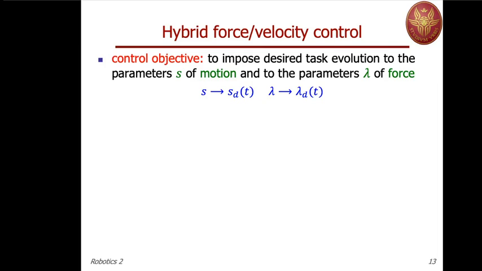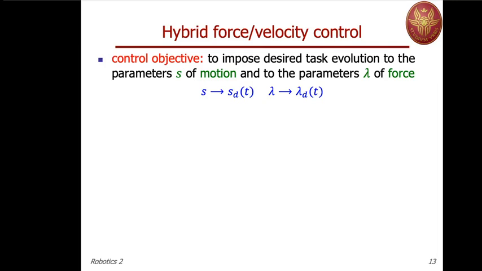Now, with this parametrization in mind, what is our hybrid force velocity control objective? I'm using velocity now instead of motion because, as we have seen, orthogonality is in terms of velocity and reaction forces. But you can use both terminologies as well. So the control objective is hybrid: we would like to impose some desired evolution in time to the parameter s, which parameterizes with s dot the feasible velocities, so feasible motion.